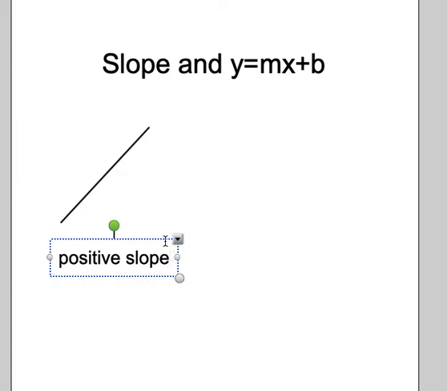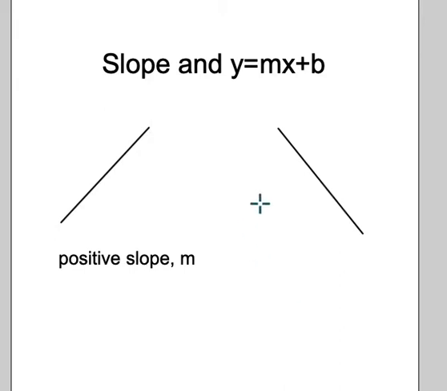And of course, the letter that we use for slope is m. So if you want to use m, positive m, that can work. So if going up is positive, that means going down would be negative. So this is Mario running down a hill. This is a negative slope.